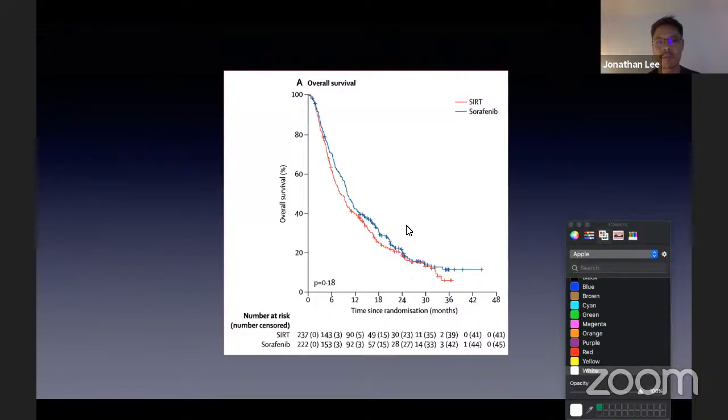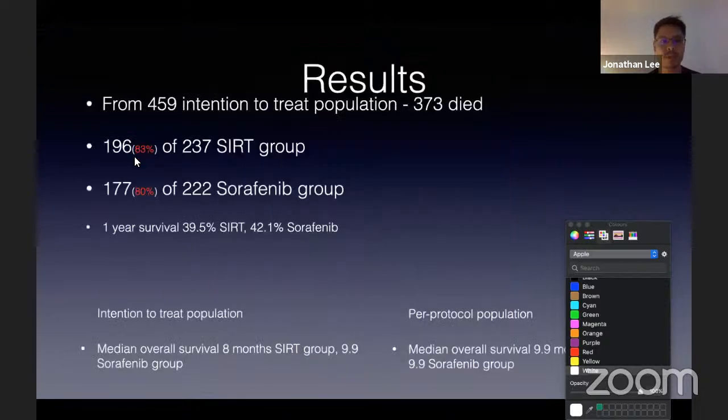So here we've got a diagram which shows the overall survival, the red line being SIRT and the blue line sorafenib. There's no real notable difference as an eyeball, but certainly by figures, they're more or less comparable. So in terms of the mortality, 83% mortality from the SIRT, or at least deaths within the SIRT group, and 80% in the sorafenib group. The 1-year survival, again, very comparable. And the mean survival was more or less the same as well.